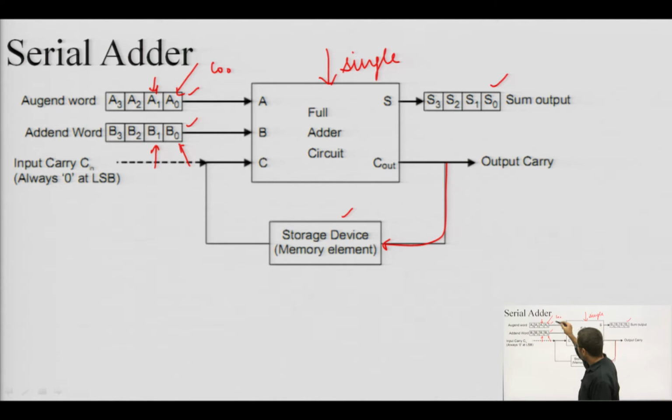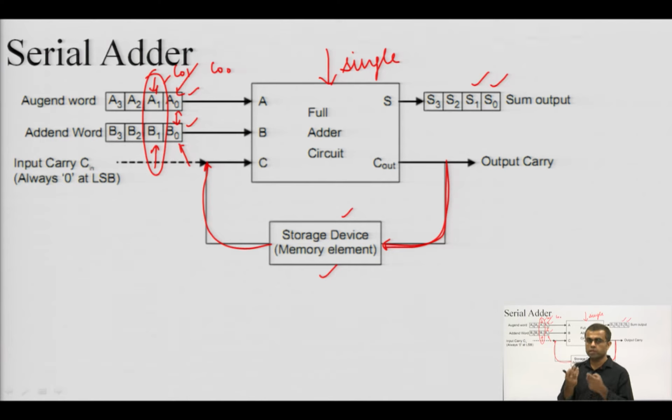the carry out generated from this 0 stage will be stored by this memory element, and it will be used while we add A1 and B1. Okay. So, in this way it will generate S1 and let us say C naught 1. This C naught 1 will be stored in this memory device, and it will be used again when we are adding A2 and B2 plus the previous stage carry C naught 1.